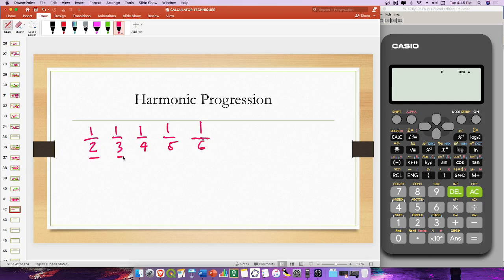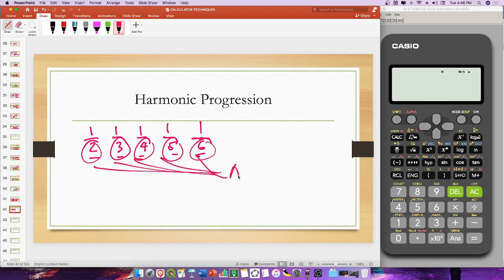If you look at the denominators, they have a common difference, right? What is the difference in your denominators? 1. So actually, the harmonic progression is just the reciprocal of an arithmetic progression. The terms in your denominator are your arithmetic series, but as a whole, this is your harmonic progression. So the denominators are your AP. So in this problem, we will be solving this using arithmetic progression.